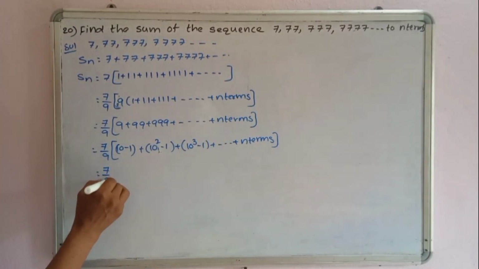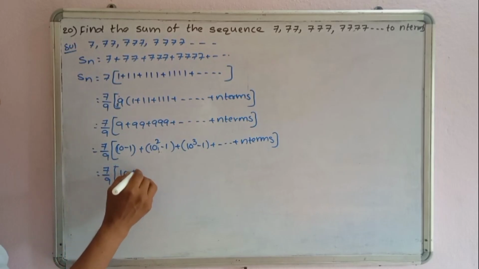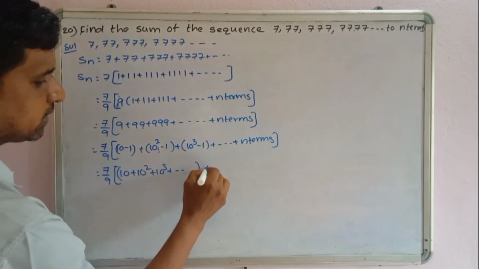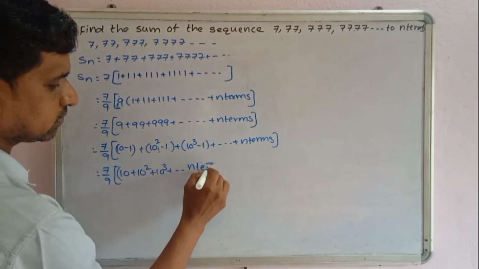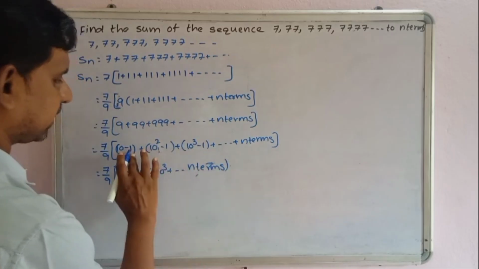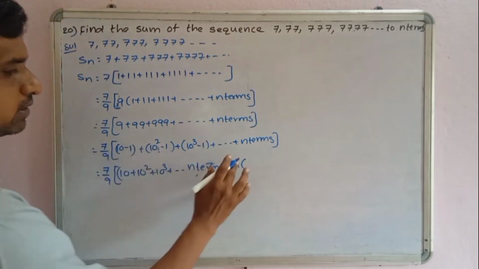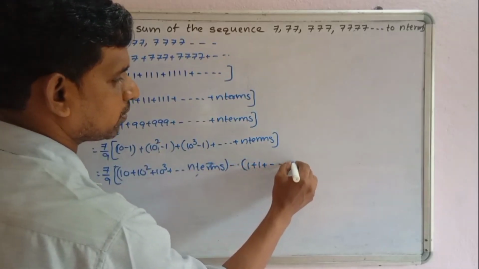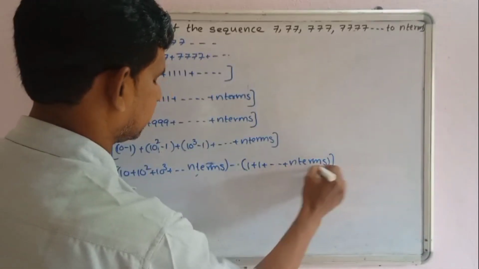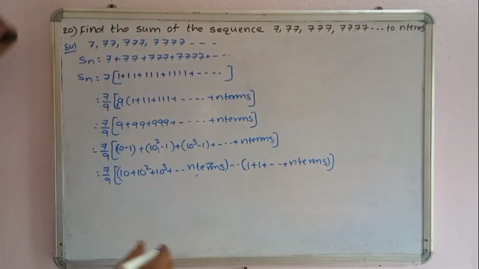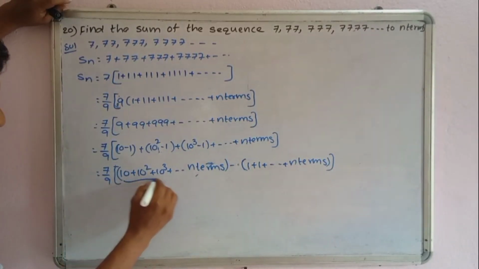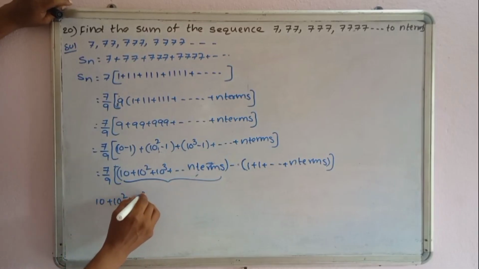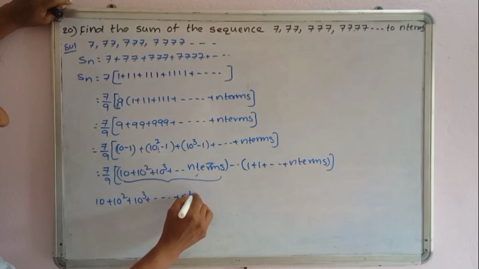Okay, now separate tens and ones. So 7 by 9 times 10 plus 10 square plus 10 cube plus up to n terms, plus, take minus as the common factor, so minus, here 1, here also 1, 1 plus 1 plus 1, up to how many terms? N terms. Okay, now take this one, solve this one. So 10 plus 10 square plus 10 cube plus so on, n terms.